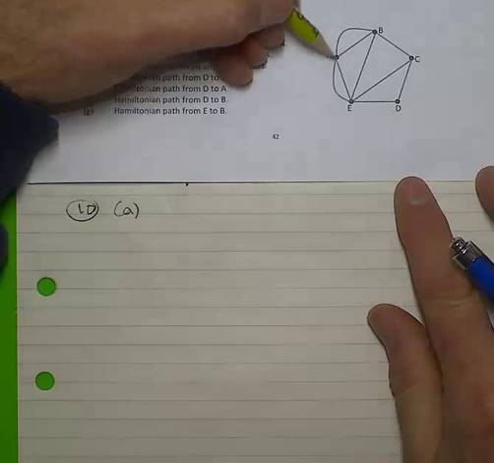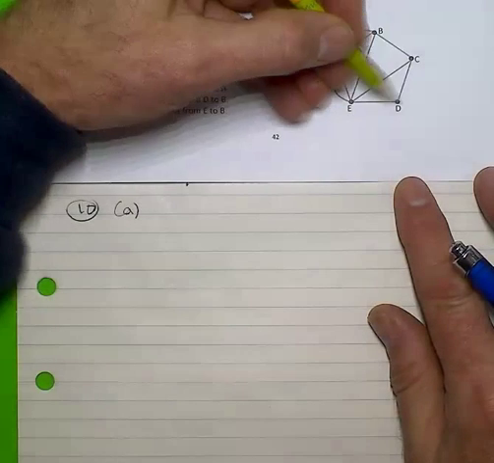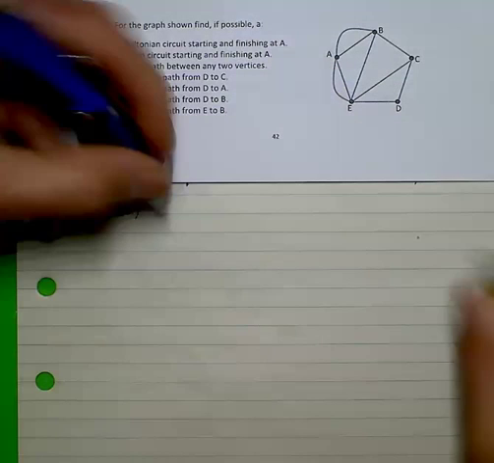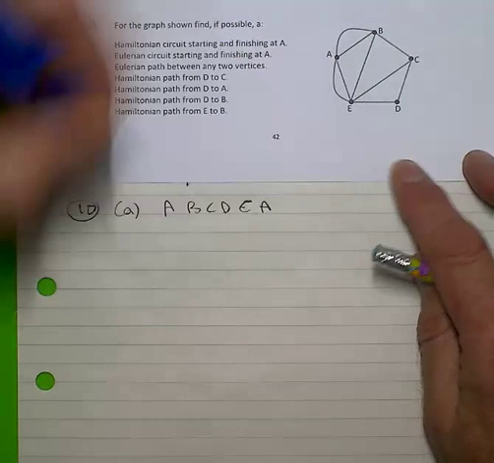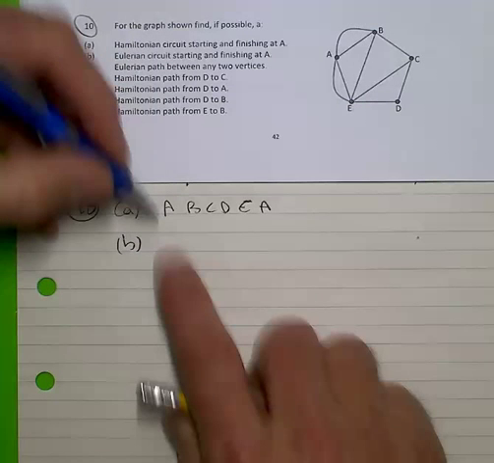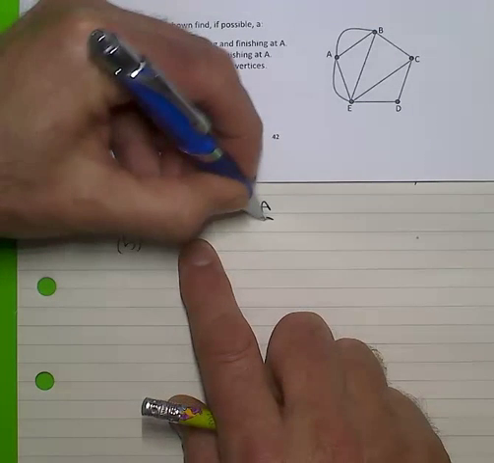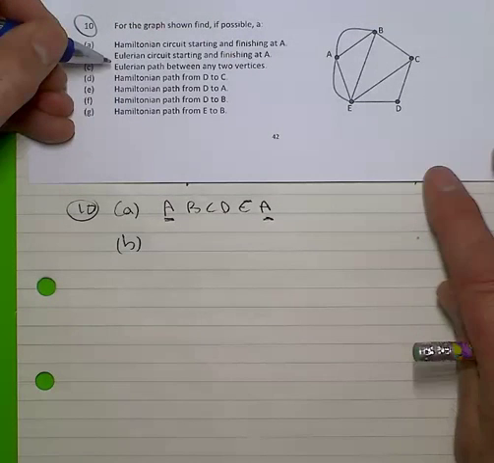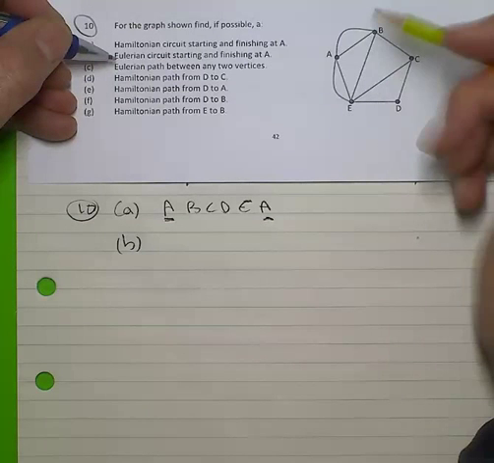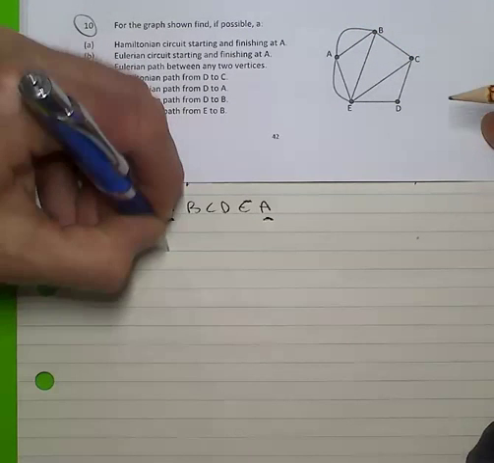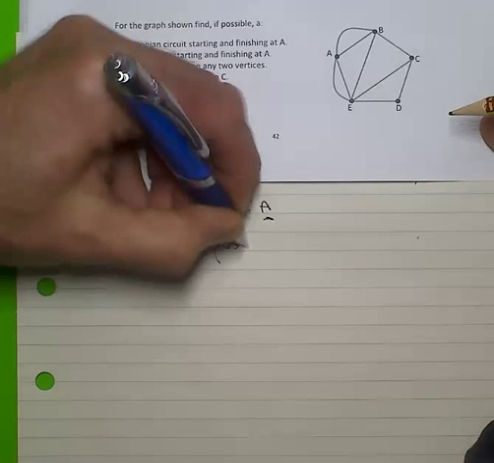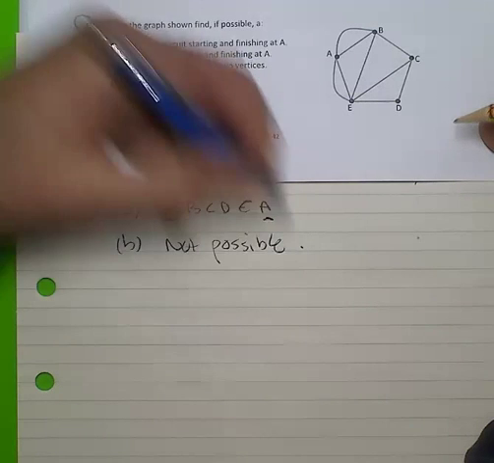Starting and finishing at A, I'll just do A, B, C, D, E, and back to A. When you state these, make sure that you've got the start and the finish the same. An Eulerian circuit, starting and finishing at A, on the other hand, is simply not possible. And when you state that, you must say why.